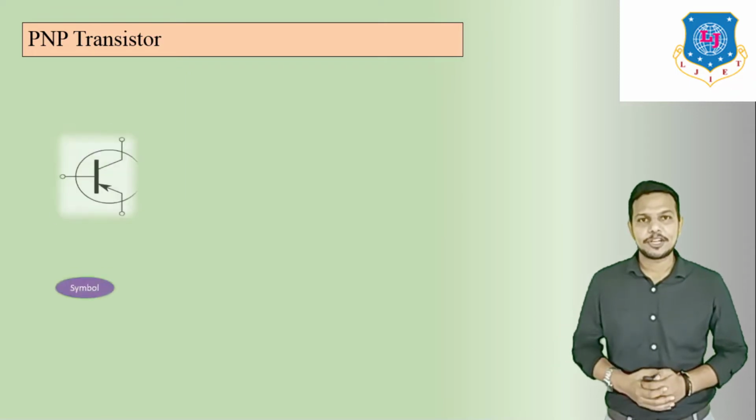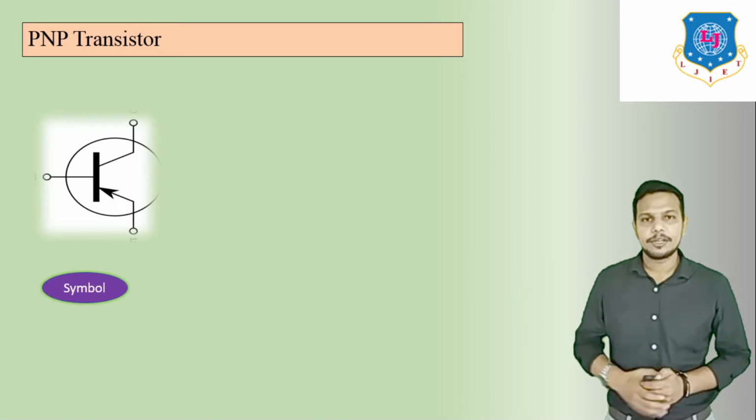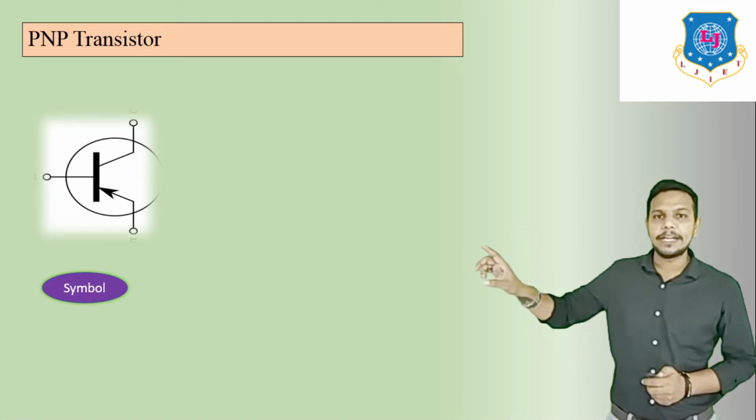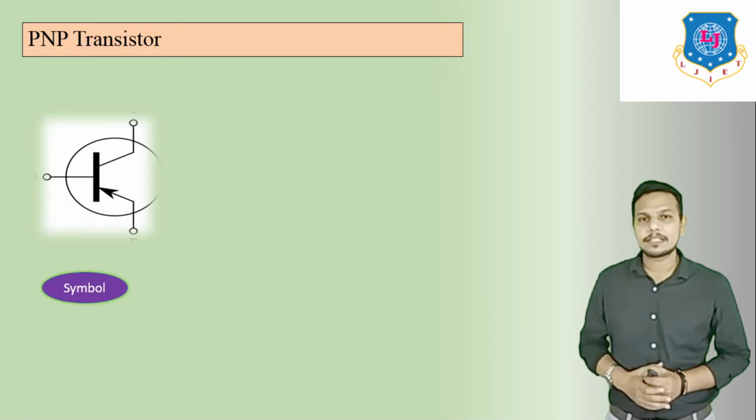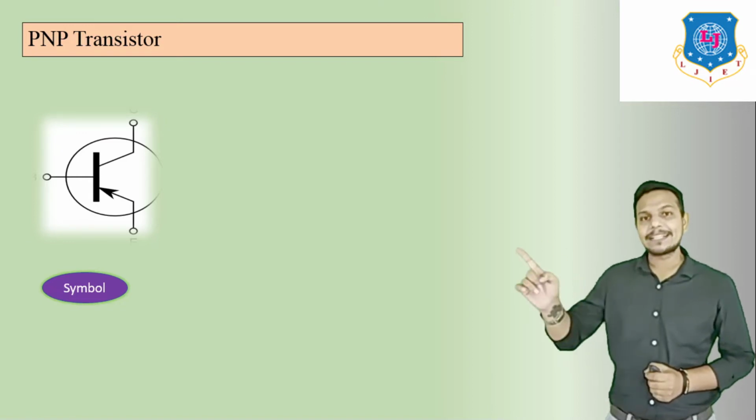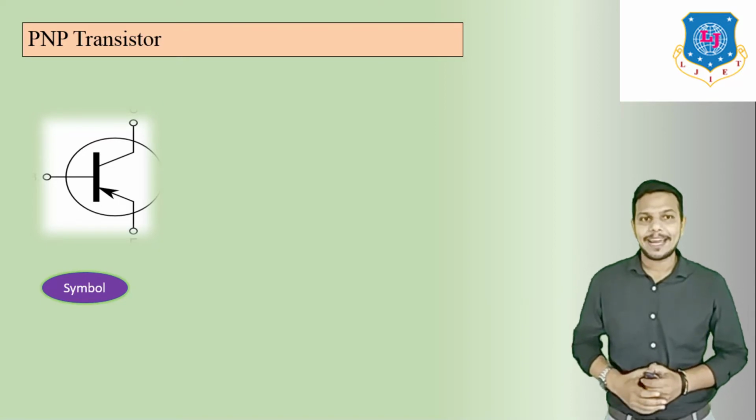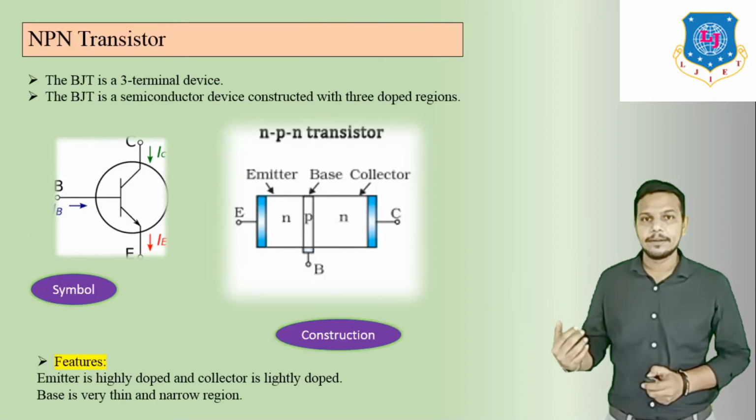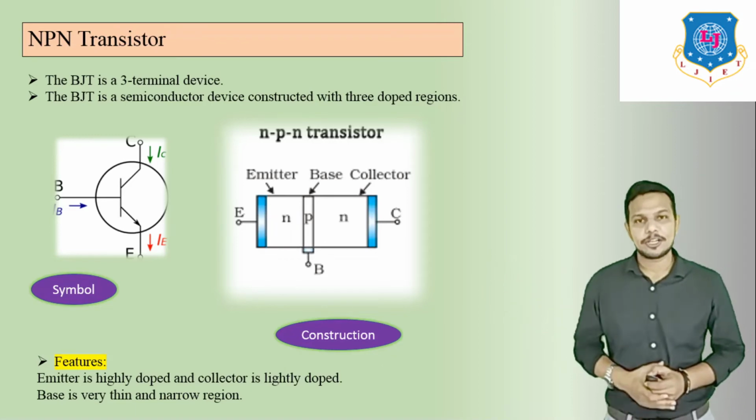Now PNP transistor, this is the symbol of PNP transistor. Here we can see the arrow indication is in the inward direction. So remember this: if the arrow is going inside, that means it is a PNP transistor. If the arrow is coming outside like this, it means it is an NPN transistor.